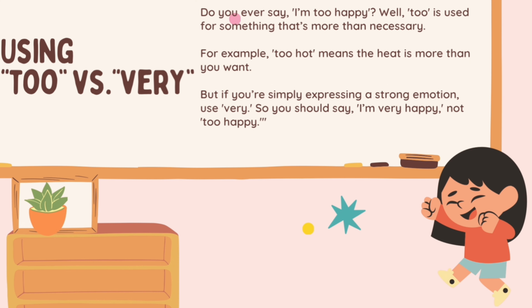Okay, now let's move on to something that confuses a lot of learners, using too and very correctly. Here's a quick one. Do you say, I'm too happy, or I'm very happy? A lot of learners mix these up, but they mean different things. Well, too is used for something that's more than necessary. For example, too hot means the heat is more than you want. But if you're simply expressing a strong emotion, use very. So you should say, I'm very happy, not too happy.